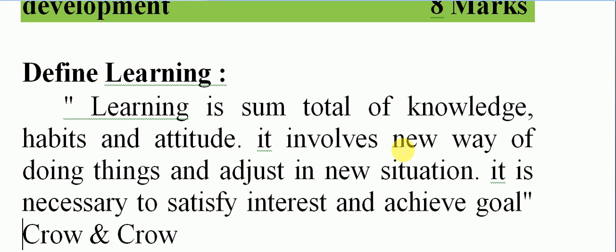It involves a new way of doing things. If you do something, then you must learn it and adjust to a new situation. If you adjust in a new situation, it is also a process of learning. It is necessary to satisfy interest and achieve goals. So learning is a sum total of knowledge, habit and attitude, involving doing things and adjusting in a new situation. It is also important to satisfy our interest and achieve our goal. So this is the definition of learning.